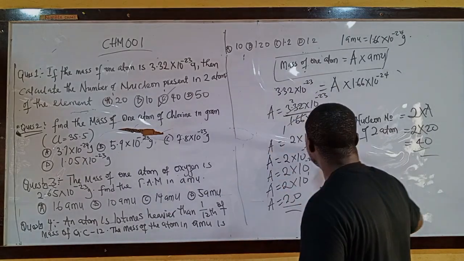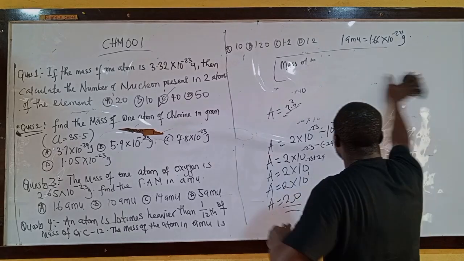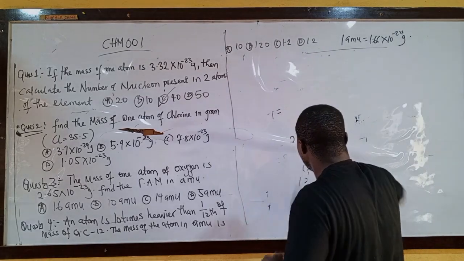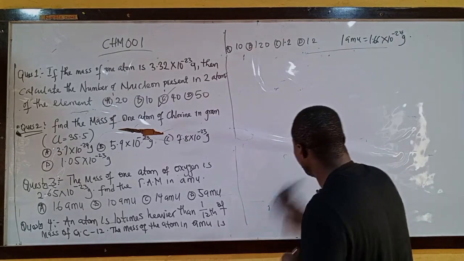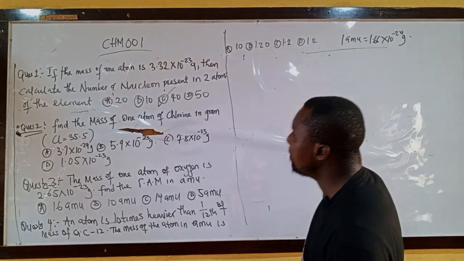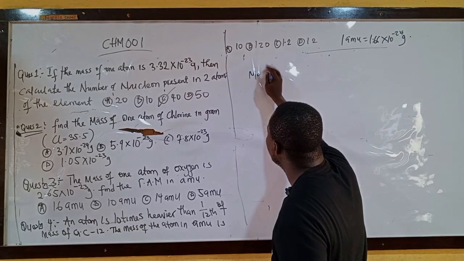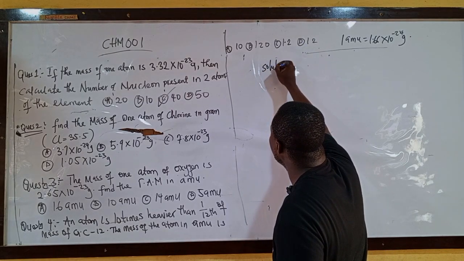Let's move further. Let's go to the second question. Question 2. Find the mass of 1 atom of chlorine. They say mass. Solution 2.